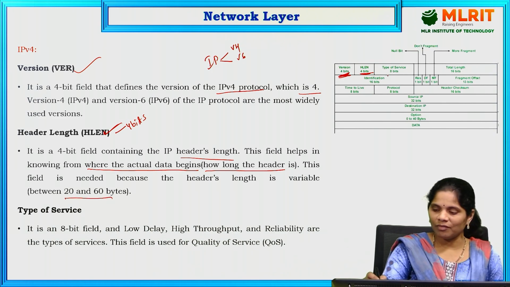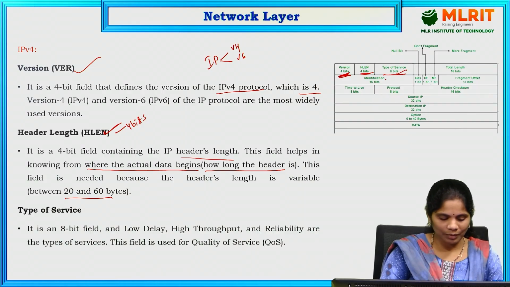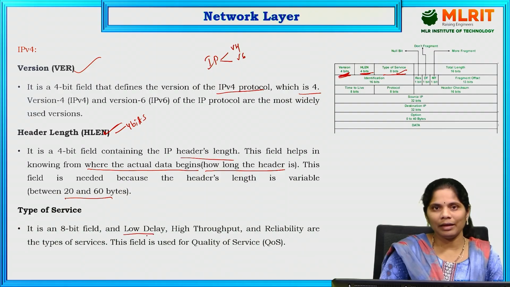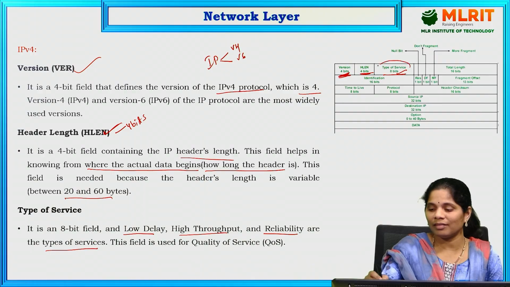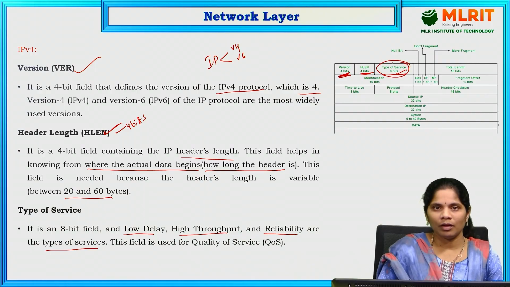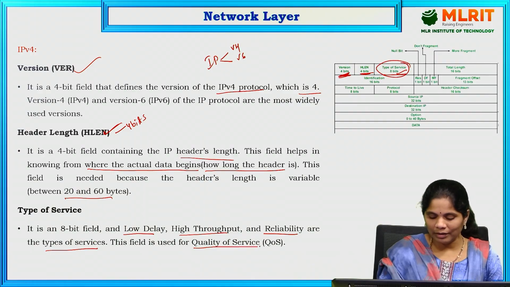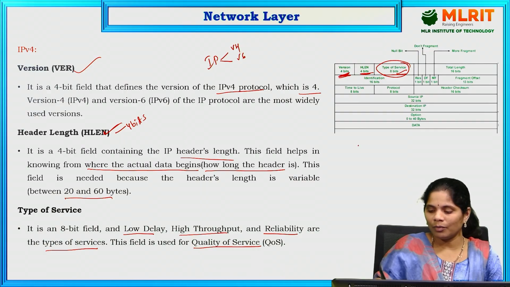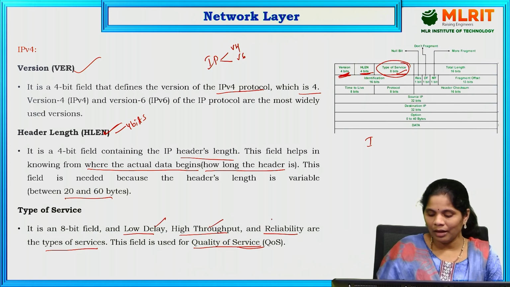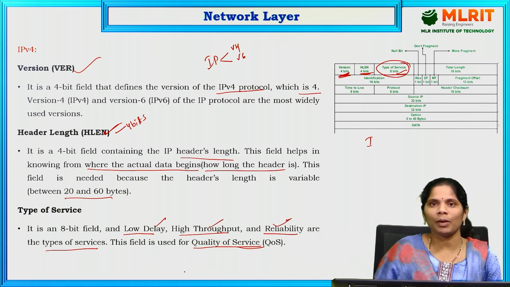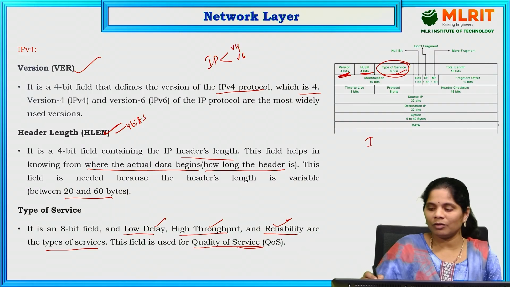The type of service. Type of service is how many bits? 8 bits. It is talking about which service is going to be provided, based on low delay, high throughput and reliability. These are the types of services the IPv4 is going to provide. So this field is used for the quality of service. Delay should be low, throughput high, and reliability is also important whenever we are sending the packets from source to destination. That's why it is providing these services.